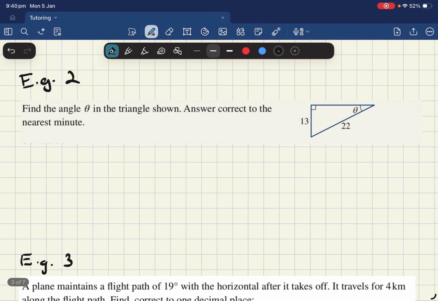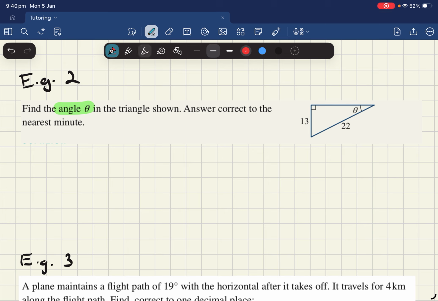Now, for example 2, we're doing the exact same steps. We always do the first couple of steps. We always identify the sides, decide on a trig ratio, write out an equation. Then the next step depends on whether we're finding a side or an angle. In this question, we are trying to find the size of the angle theta here. But we're going to do it in the same way.